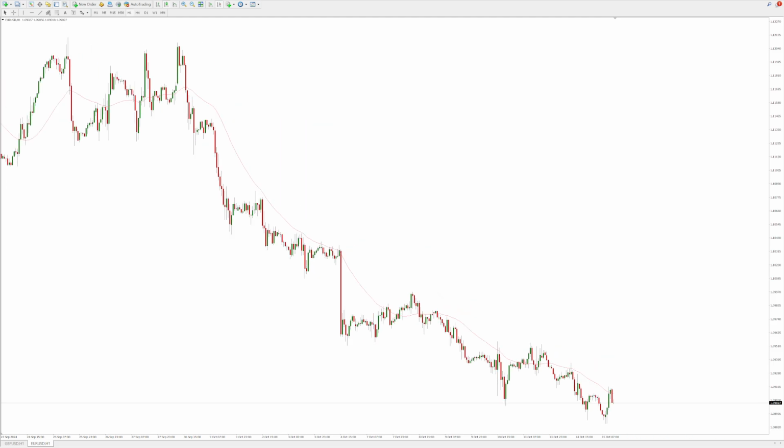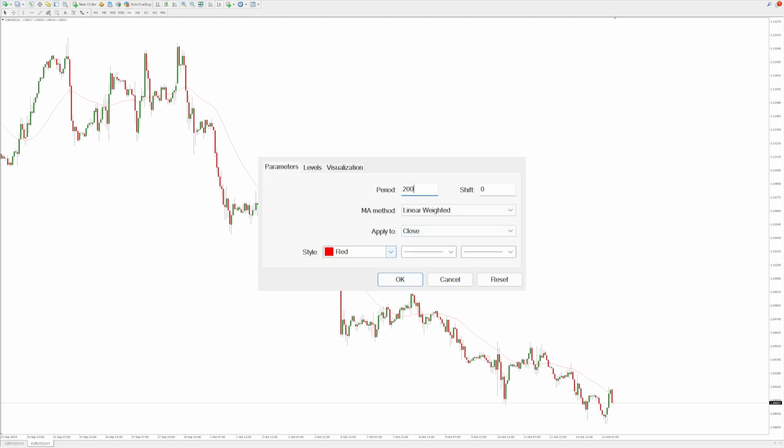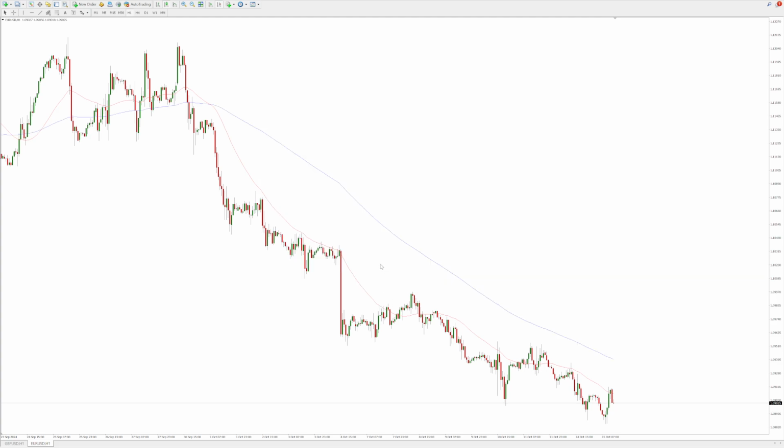We can even insert another moving average if we want to have two. Just put it on a different color. Which color shall we use here? We'll use blue, so the 200 moving average. The 50 and 200 moving averages are two very popular ones.